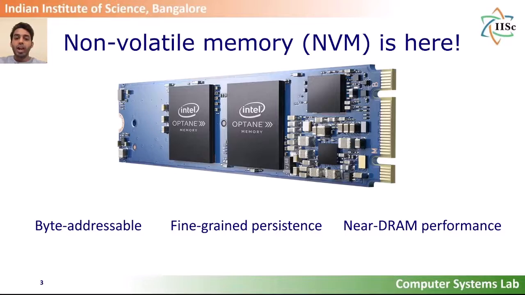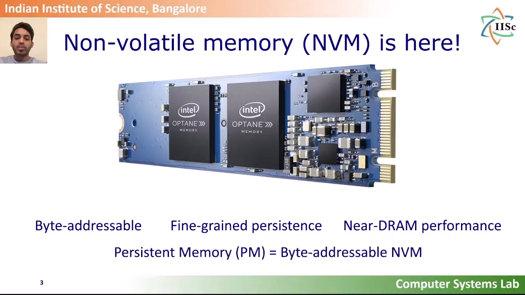Non-volatile memories, or NVMs, promise to blur the long-held distinction between storage and memory. Intel Optane is the first commercially available form of NVM. They offer byte addressability and fine-grained persistence at near DRAM performance. In this talk, we will refer to byte addressable NVM as persistent memory, or PM.